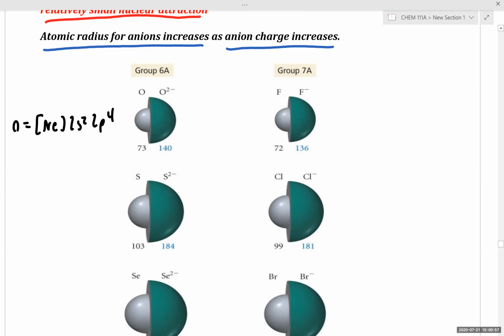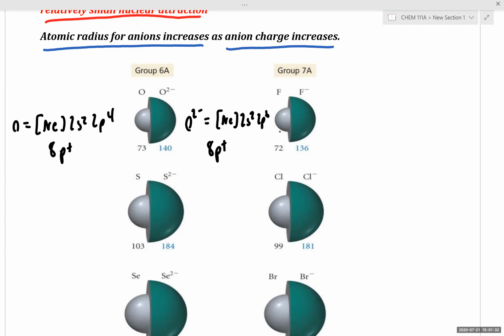2s2 2p4, while O2 minus has a configuration of neon 2s2 2p6. Oxygen has 8 protons to its name, and O2 minus has the same 8 protons. So since we have more electrons experiencing repulsive interactions, and we have the same number of protons, our radius increases when we add additional electrons, when we form an anion.